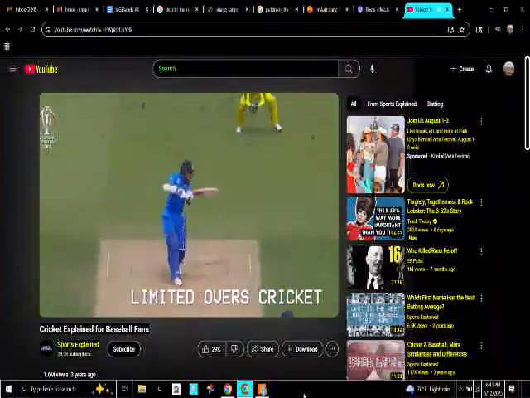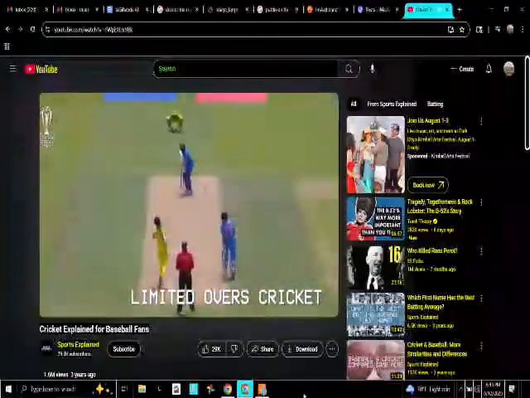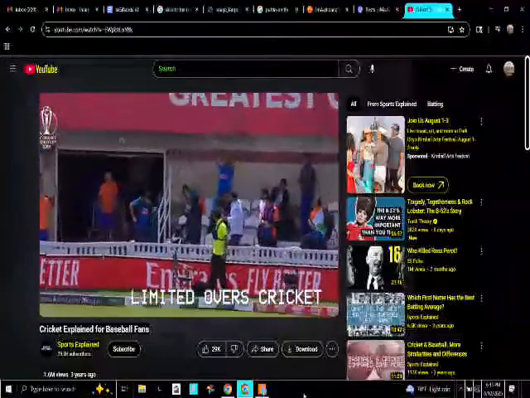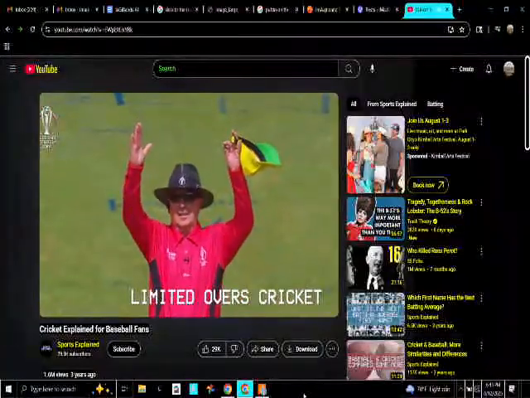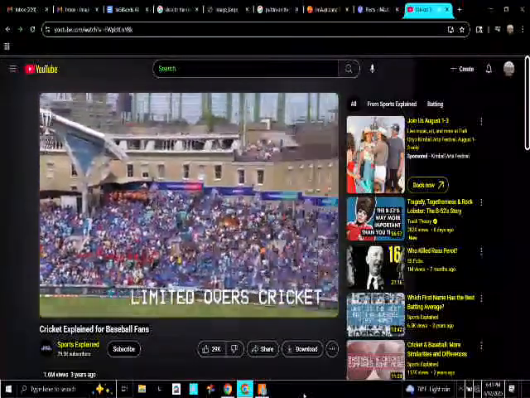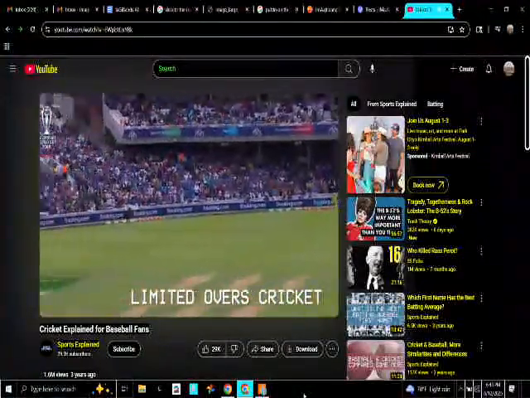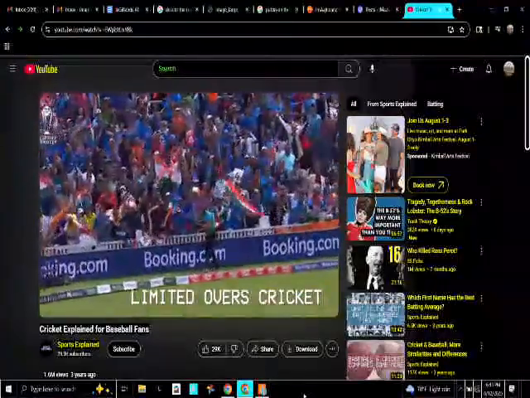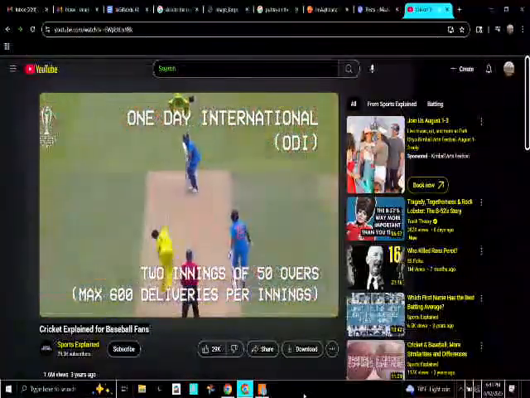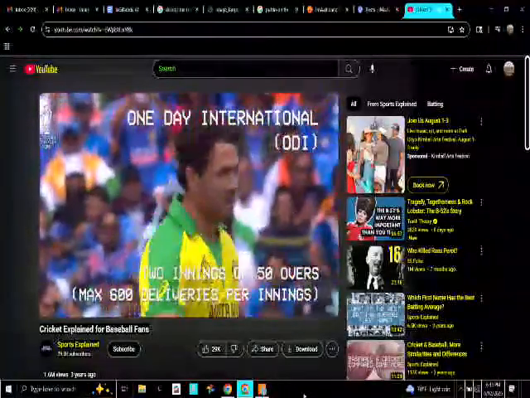The other format of cricket is limited overs cricket, where each team is limited to a certain number of overs, and each innings comes to an end when the specified number of overs has been reached or when all of the batters are out, whichever comes first. There are several types of limited overs cricket, but there are two that you are most likely to see. The first of these are the one-day internationals, or ODI. These are played between national teams, and each team has 50 overs.